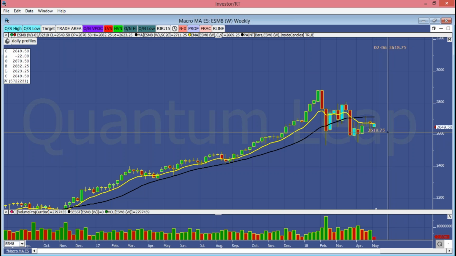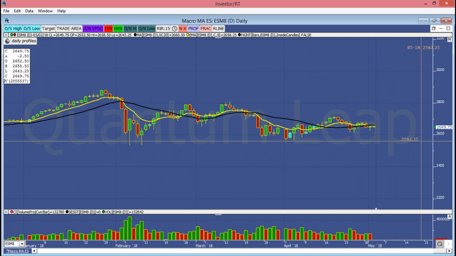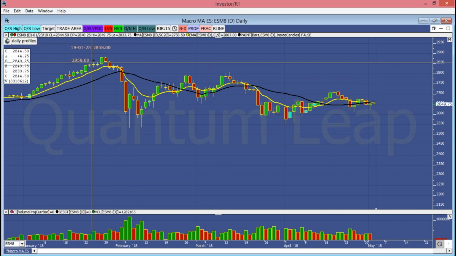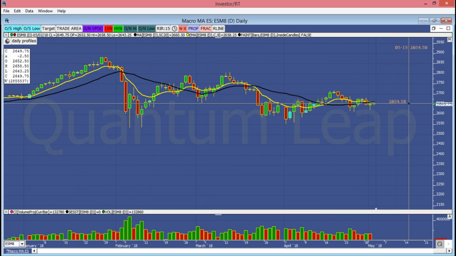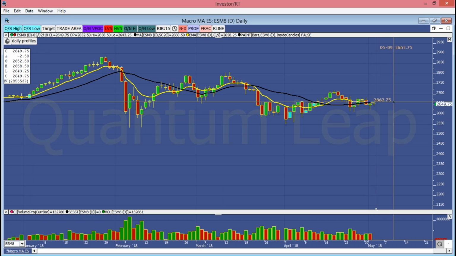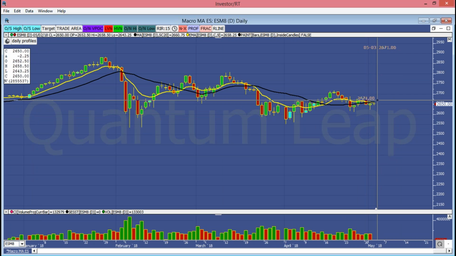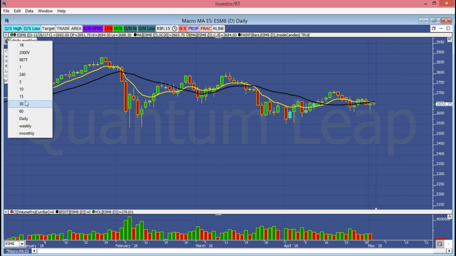not happened yet. Going to the daily, the daily again shows us a symmetrical triangle and consolidation inside of this larger value area, balance area that we're at. But we are below the 9 and the 20, and still this week failing to get back above the 9 and the 20 so far.